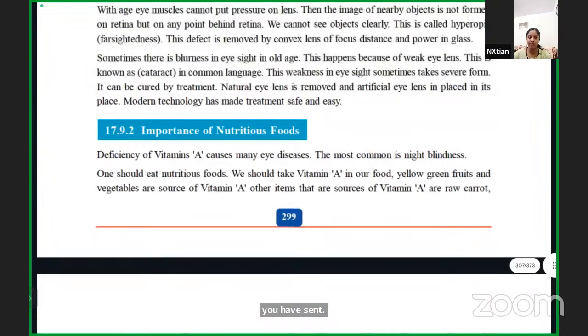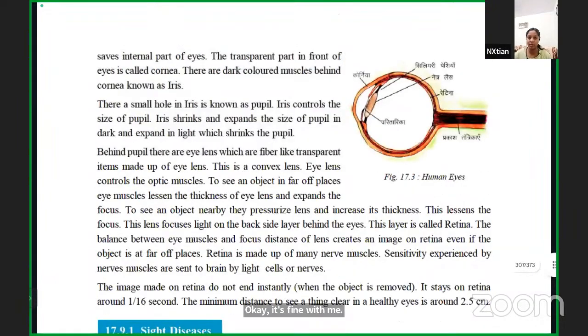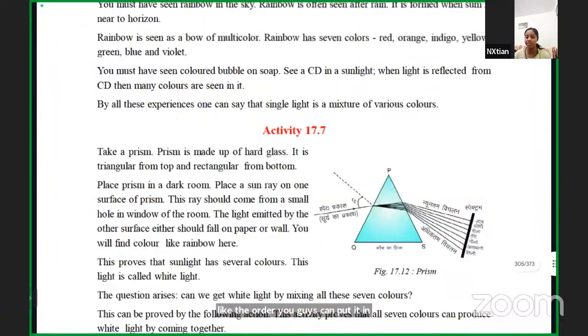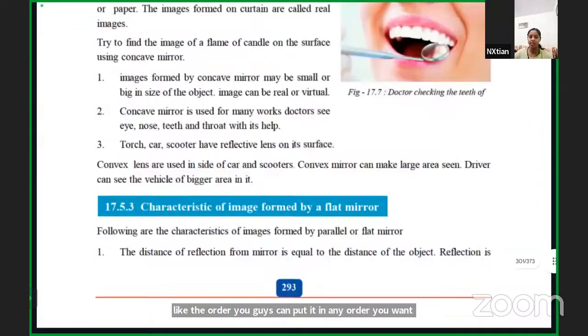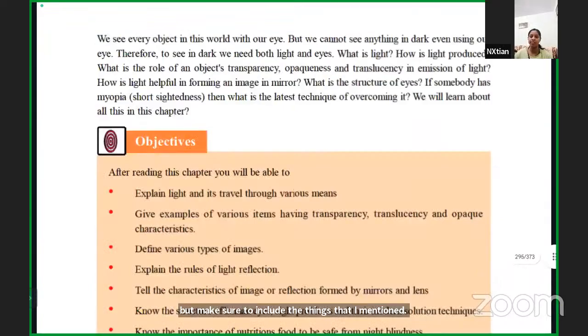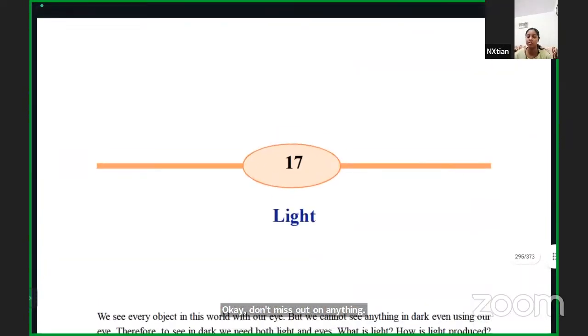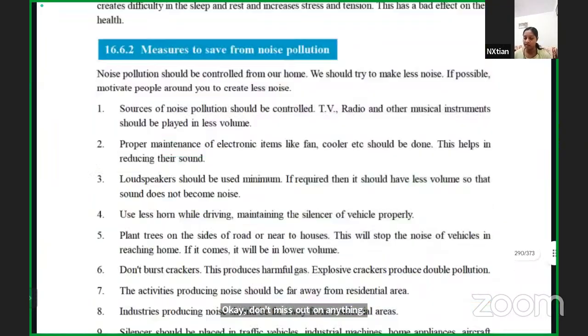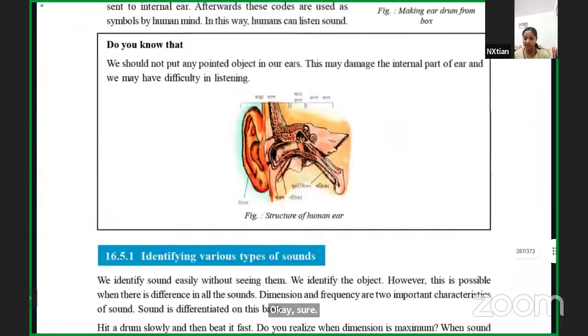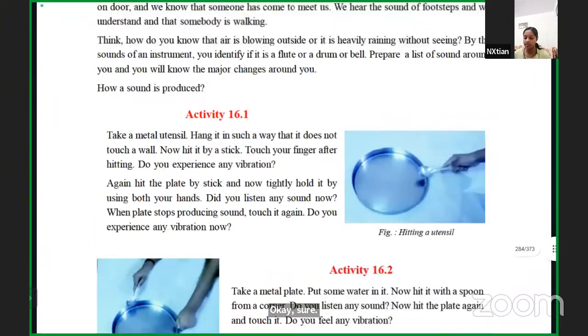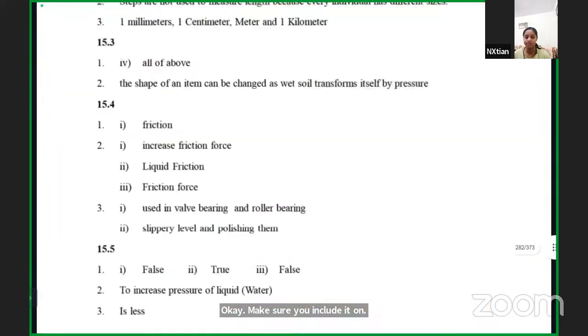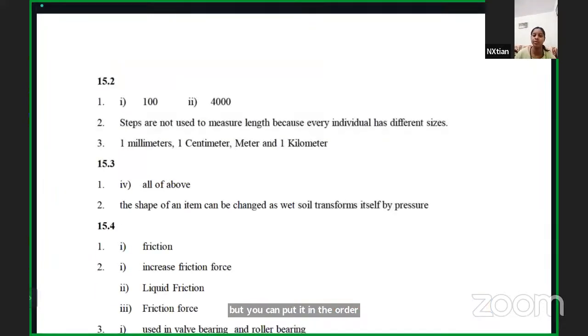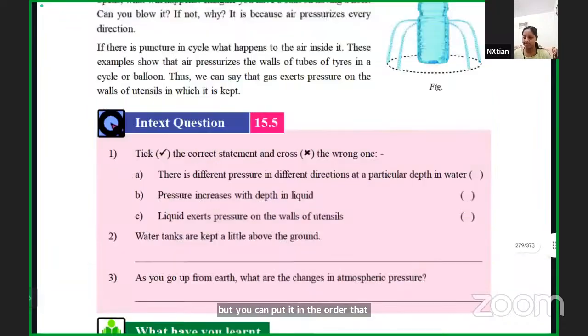You guys can put it in any order you want, but make sure to include the things that I mentioned. Don't miss out on anything in the PDF about the presentation. Make sure you include it all, but you can put it in the order that you find more suitable.